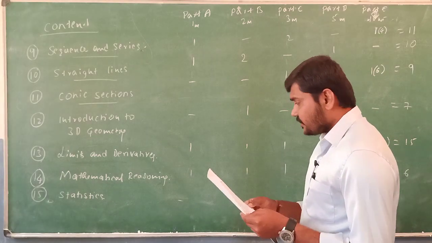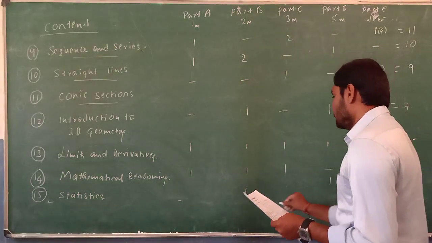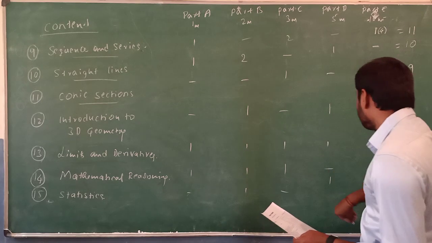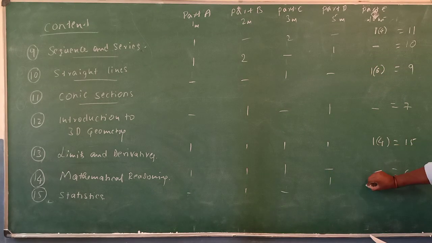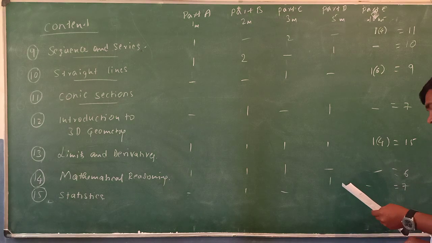We have only 2 questions here. In part B we have 1 question. In part D we have 1 question. There will be no question allotted for 1 mark here, as well as no question in 3 marks. There will be no question in which one? Part E. The total number of marks is going to be 7 marks.